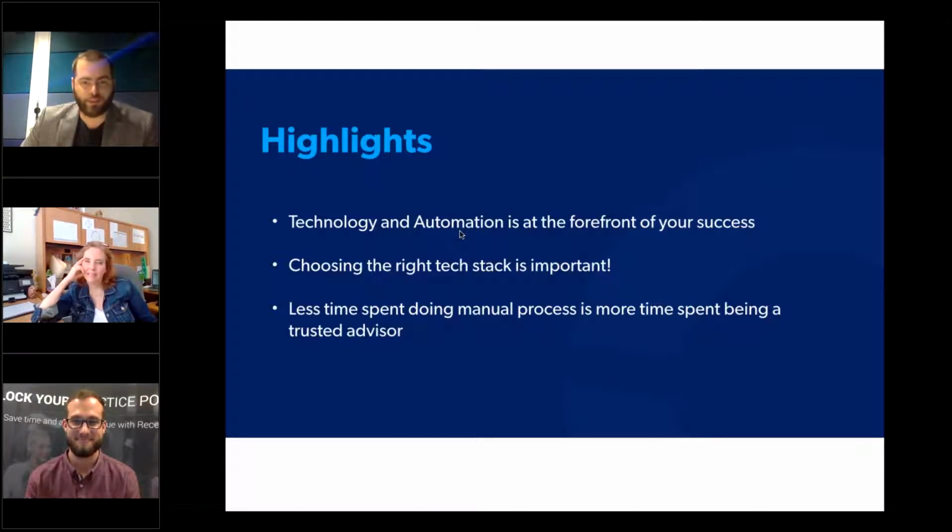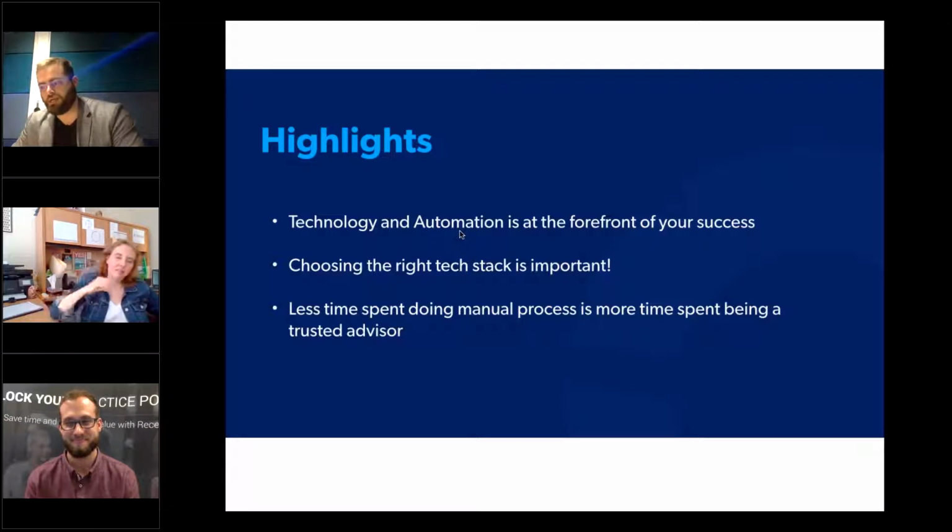And if you spend less time doing manual process and more being a trusted advisor or doing revenue generating activity or non-automatable activity, that is always a positive because it's moving you towards the future and moving you towards the progressive firm that you will be in 5 or 10 years.